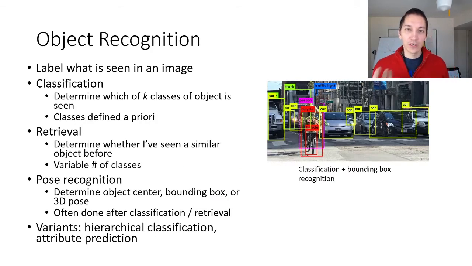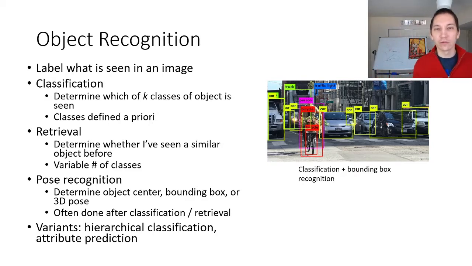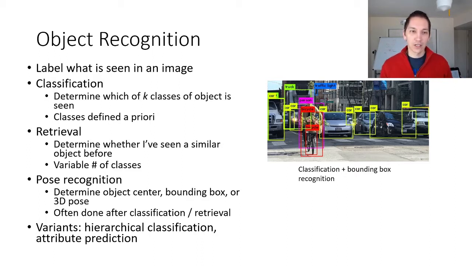So for object recognition, what we're trying to do is label what's seen in some image. There's many different variations of the recognition task, including classification, retrieval, and pose recognition, as well as things like attribute prediction and hierarchical classification. In all of these, what we're trying to do is match some aspect of the image into some set of categories or poses.